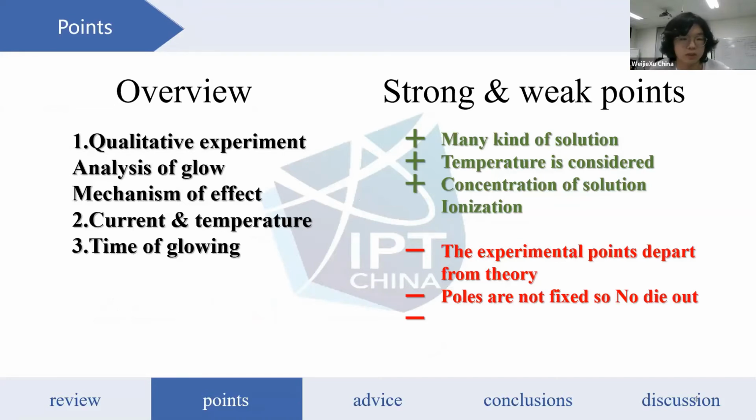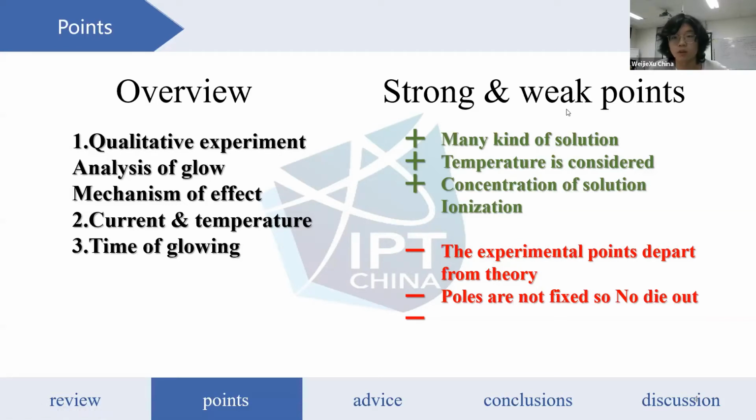on the qualitative side of the experiment, I can see in the report they use some figures to show the mechanism, and they also find the negative parts of the voltage. I think that is really good. They also analyze the current and the temperature change, and they find that the change of temperature will influence the cavity. And finally, they analyze the time of the glowing.